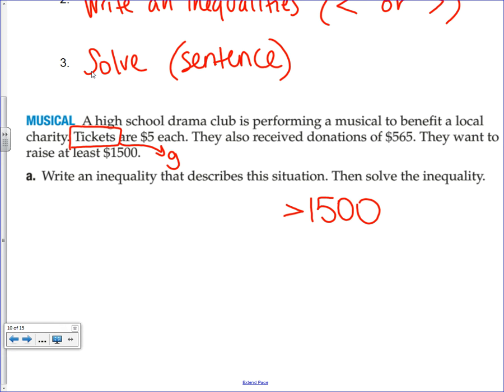You don't need your calculator right now. We are doing zero calculations at this point in time. Could I be equal to $1,500? Yes, I could. So put an equals bar underneath there.